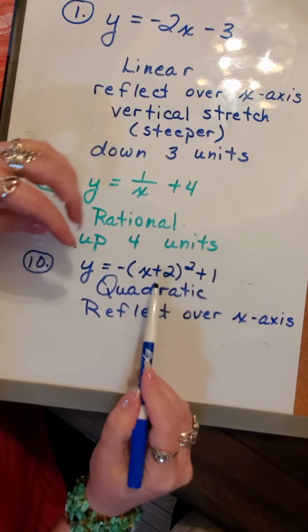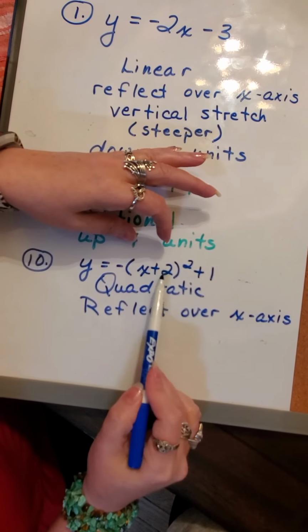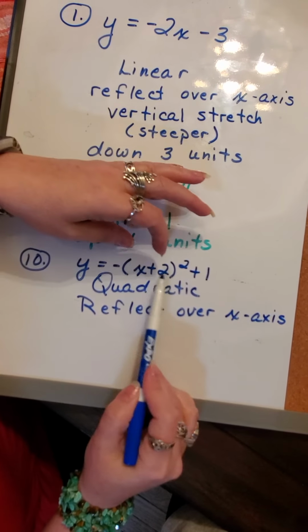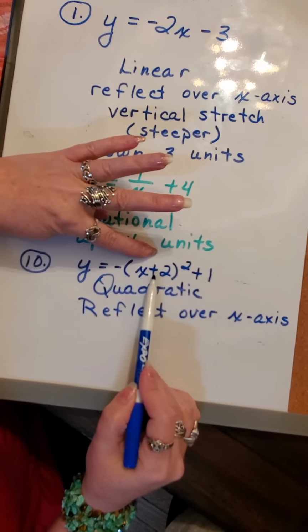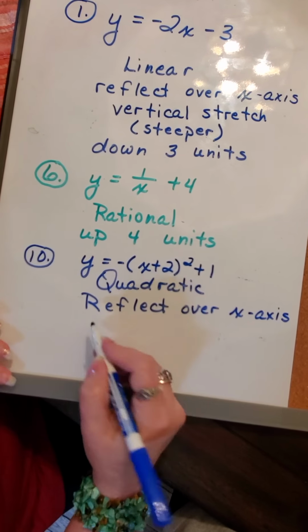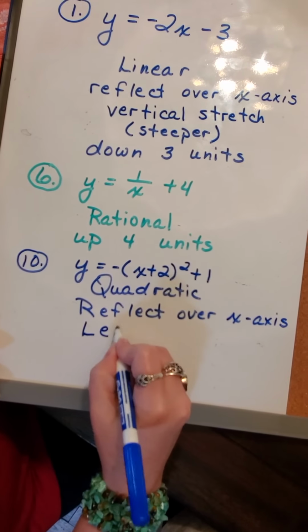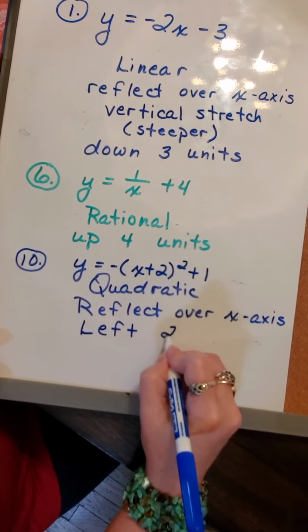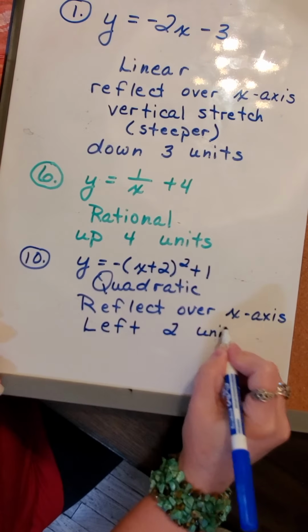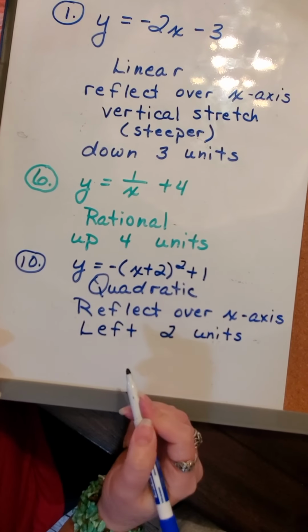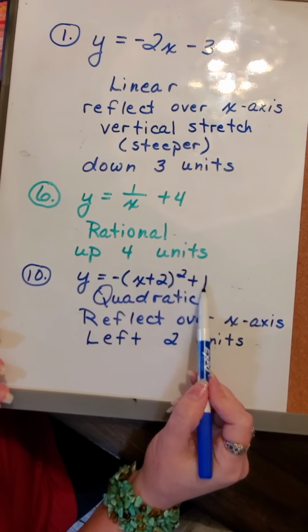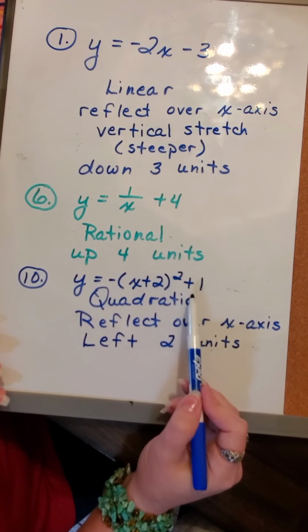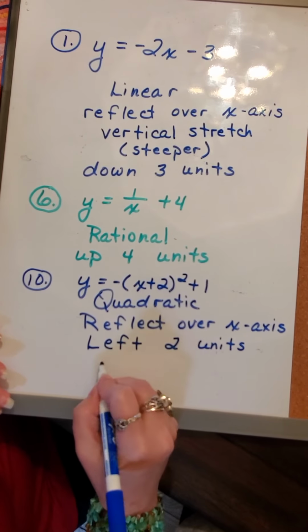Okay, then we have a 2 here inside the parentheses. Now that's our left and right shift, and it does opposite of what you would think. So if it says +2, it's going to go left 2 units. Okay, and then outside the parentheses, we have this +1. So that is going to cause the graph to shift up 1 unit.